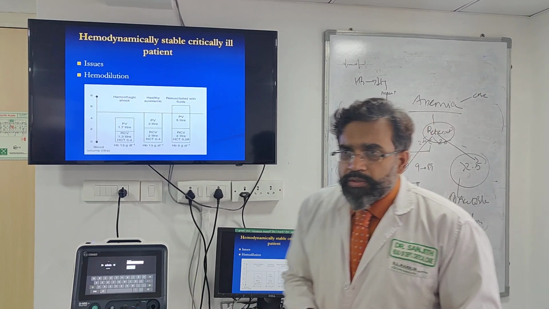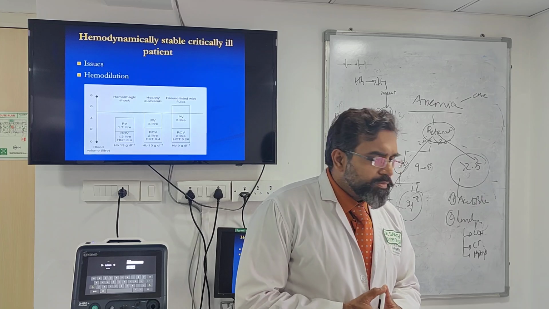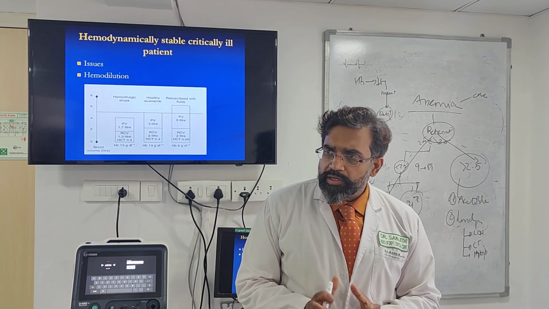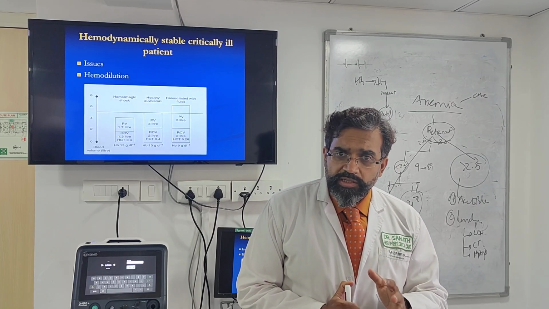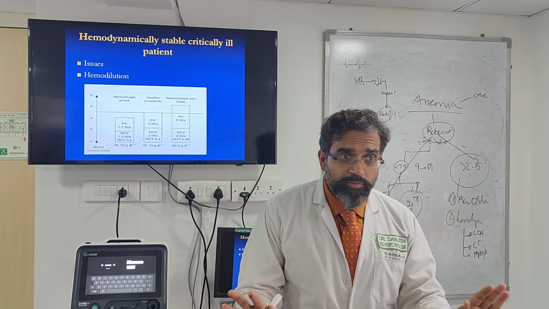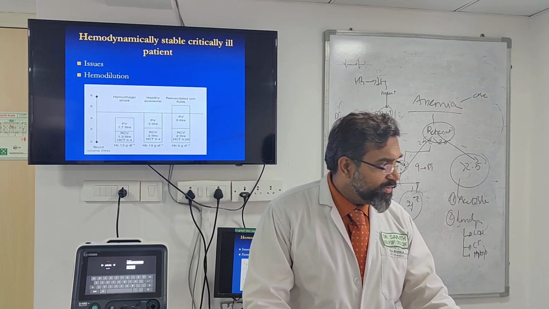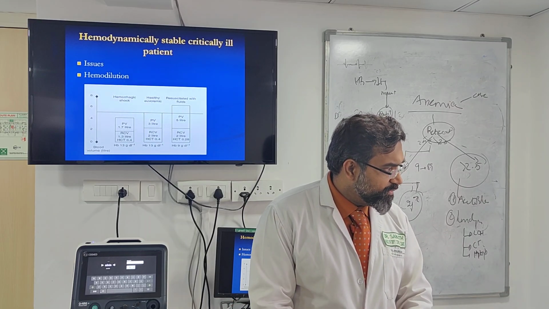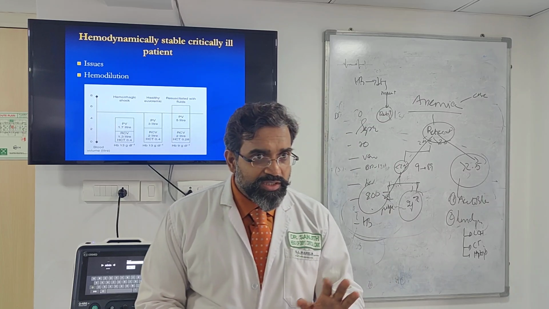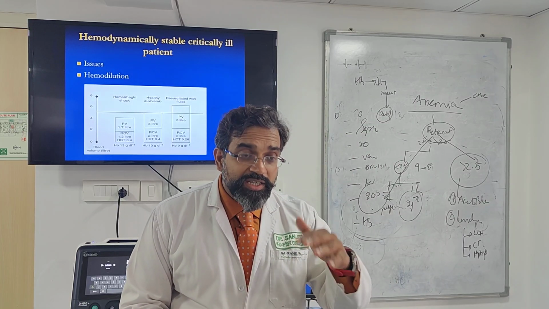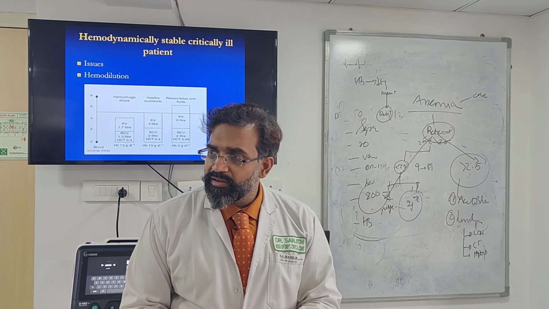Understood this? So this is the end of the transfusion trigger. There's nothing more than this. This is the transfusion trigger: 7 and 8.5. That's all. You understand? There's nothing more than this. But you must understand why it is like that. समझ में आ रहा है?